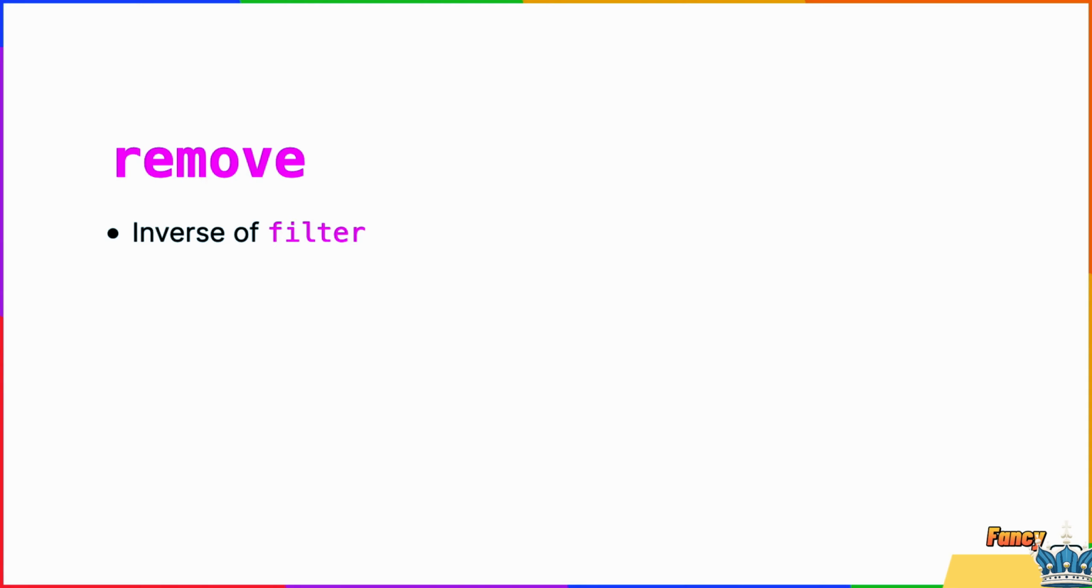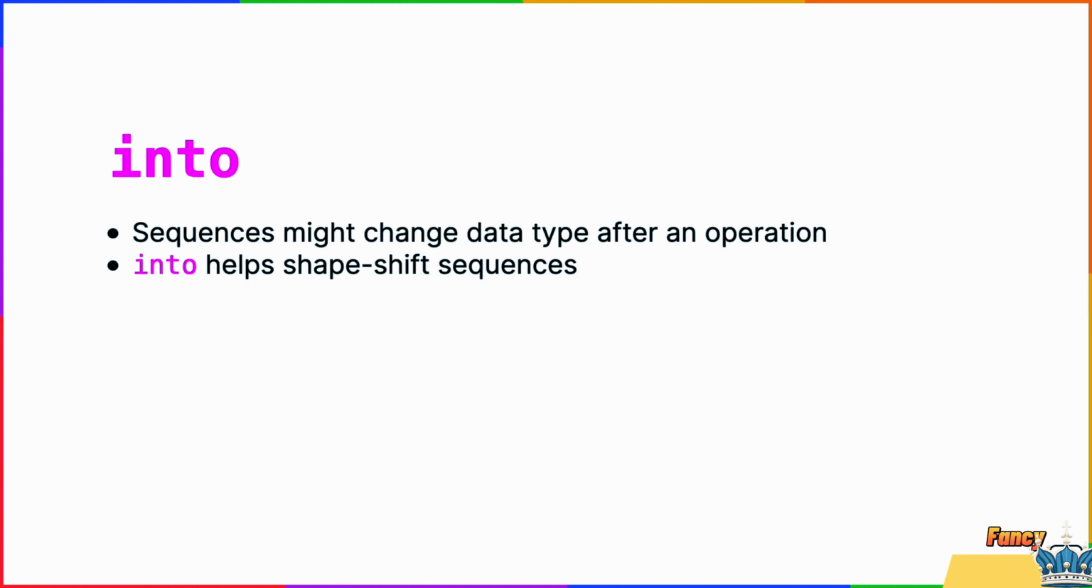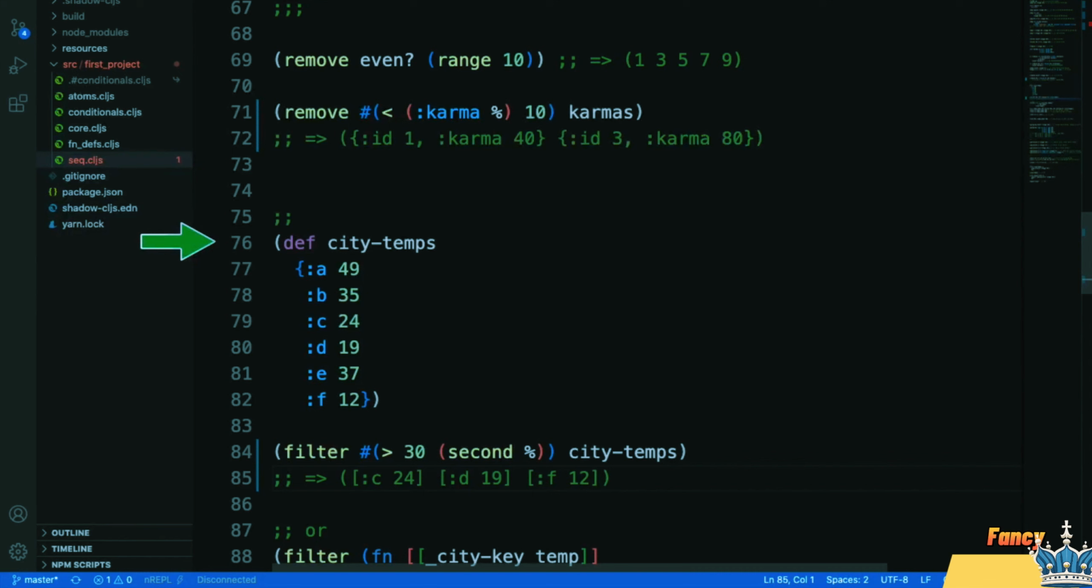The remove function is filter's inverse and has the same signature. It returns all the values from the input sequence where the predicate function returns false. Since sequences are abstract, the input data structure might not be the same as the output data structure. For example, if you have a hash map of cities and their respective temperatures, and you want to figure out all cities with temperature below 30, you might use a filter. Notice how we passed in a hash map but received a list.